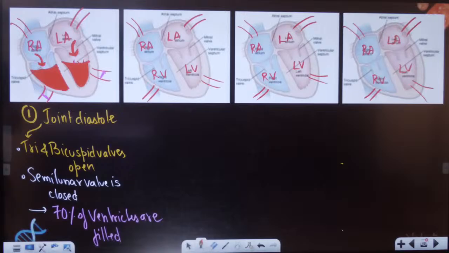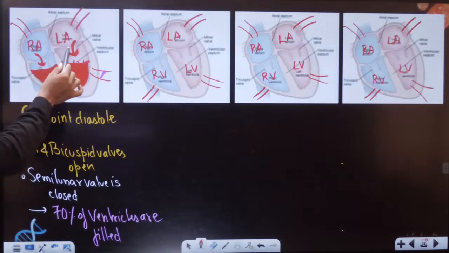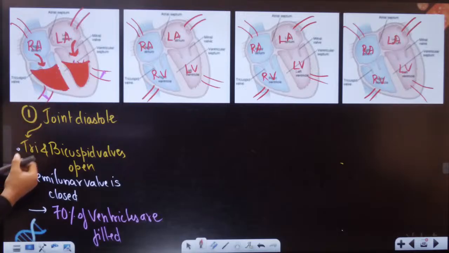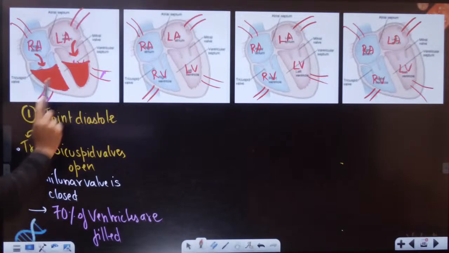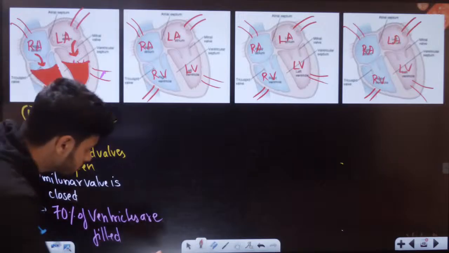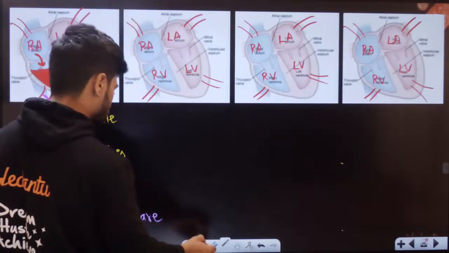That is case 1, students. So in case 1, what is happening? All four chambers are relaxed, joint diastole. Both atria are relaxed. Both ventricles are relaxed. Because of that condition, your tricuspid and bicuspid valves are opened up. Once they're opened up, the blood will keep on flowing. Now, in this case, the semilunar valves are completely closed. Okay. Now, case 2.